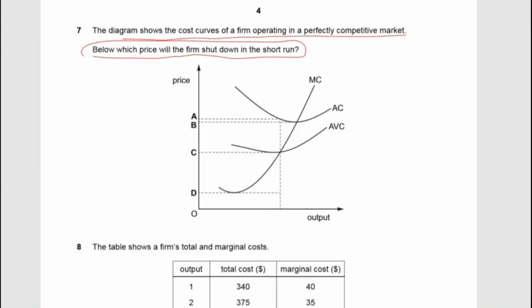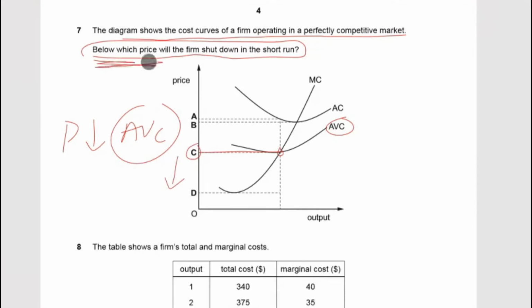The condition for shutdown is your price goes below the average variable cost. When your business is not in the position to cover its variable cost, it will shut down. So this is average variable cost, and this is the minimum point of average variable cost. If firms are getting price C, they will continue the business. However, if price goes below point C, then the firm will shut down. So the examiner is asking below which price the firm will shut down. The firm will shut down if price is below C. So C is the correct answer.